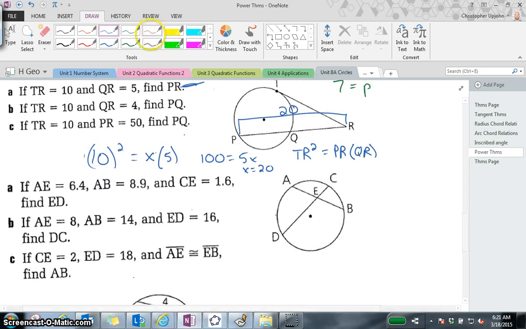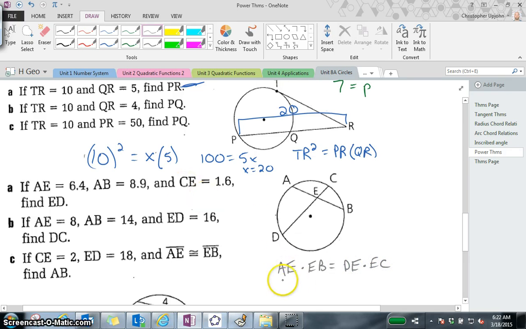And now we have our last theorem that we didn't talk about, our chord power theorem. So it's AE times EB equals DE times EC. Very straightforward, nothing crazy going on here.